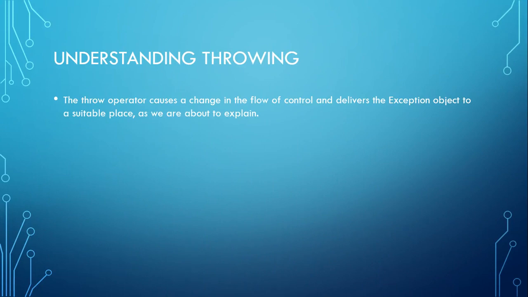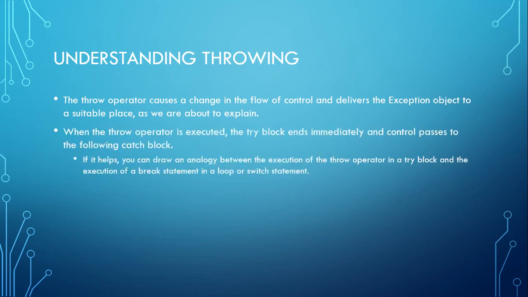Now the throw operator causes a change in the flow of control and delivers the exception object to a suitable place, as we're about to explain. When the throw operator is executed, the try block ends immediately and control passes to the following catch block. That's what we mean by a change in the flow of control. It's not going to finish executing the entire try block. When it throws that exception, it stops the try block and jumps out of it and into the catch block.